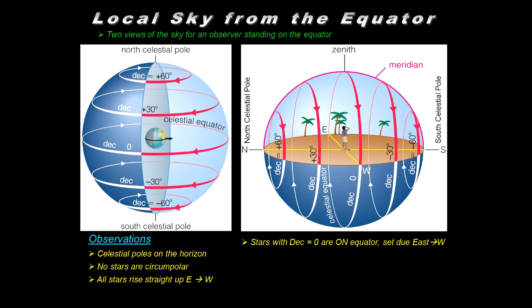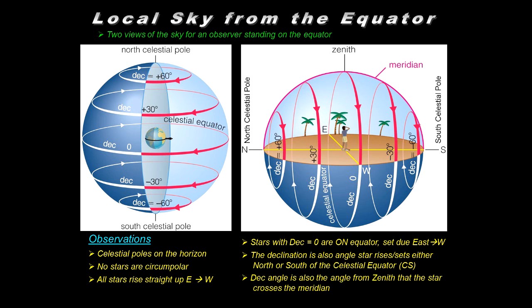A couple other things. Stars with declination equal to 0 are on the equator. Declination 0. They're coming straight from due east to set in the due west. And other declinations, 30 degrees declination, it means that the star is rising 30 degrees to the north of east and setting 30 degrees to the north of west, etc.